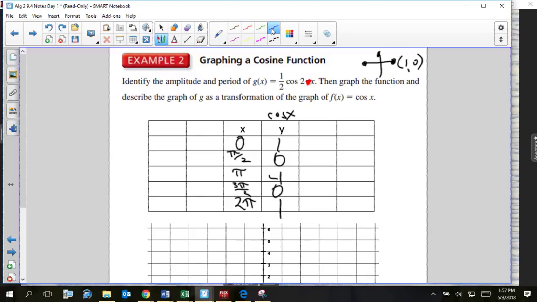Now let's look at our transformations. We have a half in front. What's that half going to be? That's vertical. So if it's vertical, do I change the number? So it's going to be vertical what? Shrink. Thank you. It's between 0 and 1. It's a shrink by a factor of a half. That means I'm going to take my y values and multiply by a half. And then what's the 2 going to do? It's going to multiply by half. So that's going to be a horizontal shrink by a factor of a half.